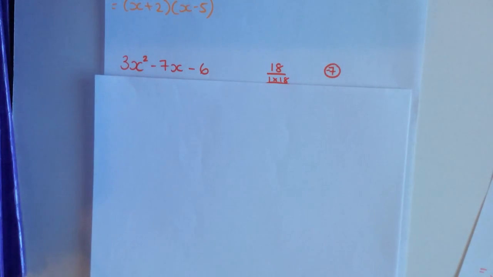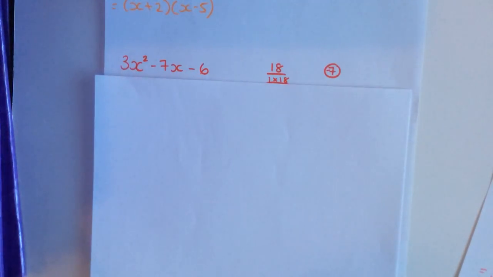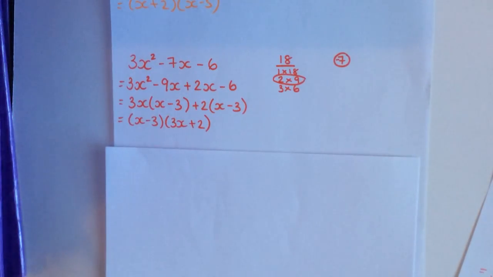Have a look at this one. I am now looking for what multiplies to give me 3 times 6, which was 18, and which will add to give me minus 7. Okay, so my factors are there. So I've circled 2 times 9 because I can get 7 from that.